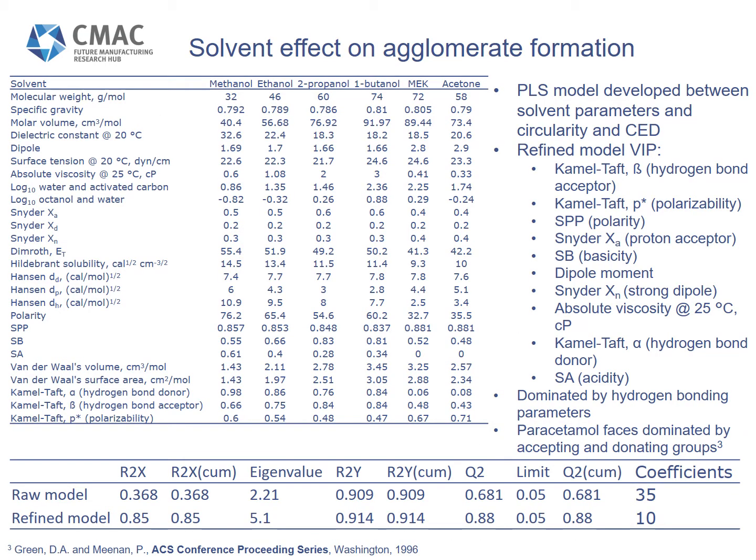If in this case polarity is not suitable for describing the solvent property influencing agglomeration, can we identify others? So shown here are commonly available solvent parameters, and we've used these parameters to build a partial least squares model between the parameters themselves and the final particle circularity and size. Now after refining the model to maximise the fit, we're left with a range of parameters shown on the right hand side here, which really are dominated by hydrogen bonding effects. Now this is perhaps unsurprising, as it's previously been shown that the faces of paracetamol crystals are also dominated by hydrogen bond accepting and donating functional groups.